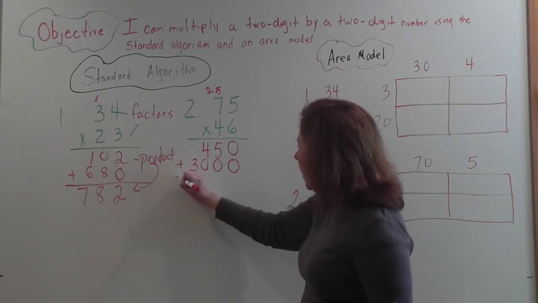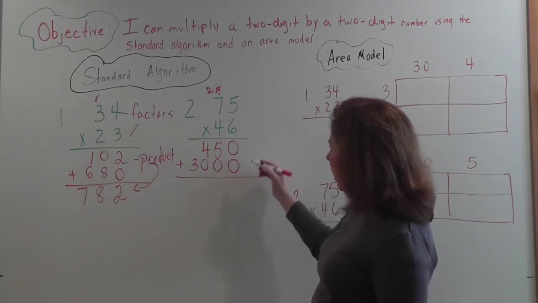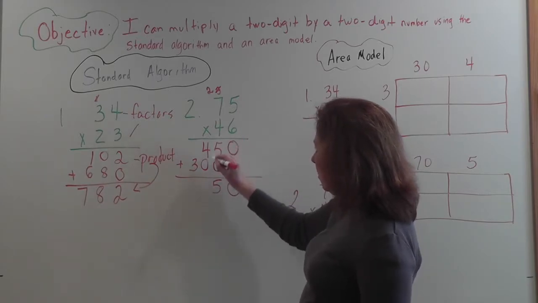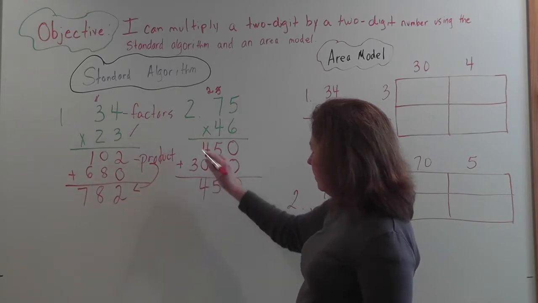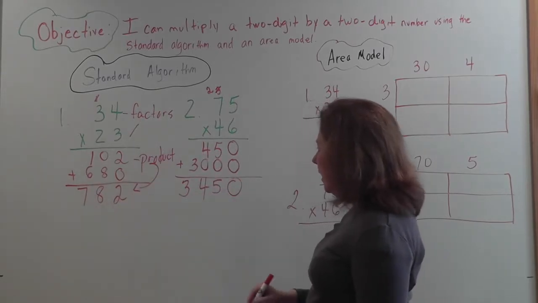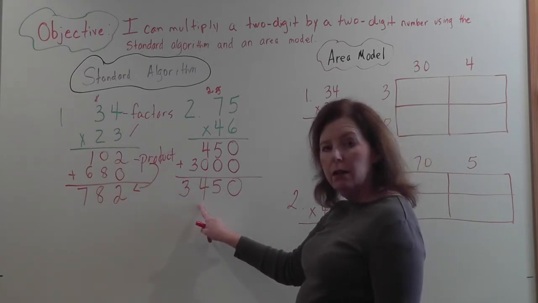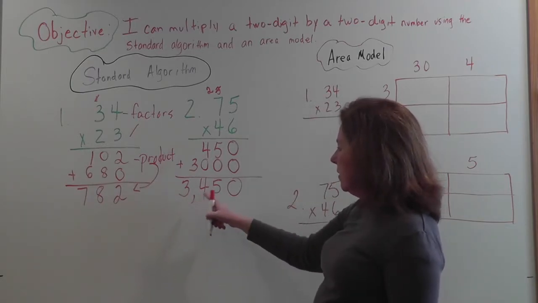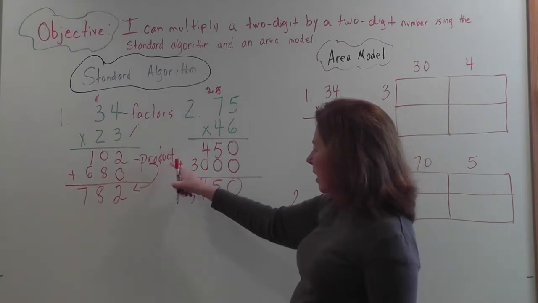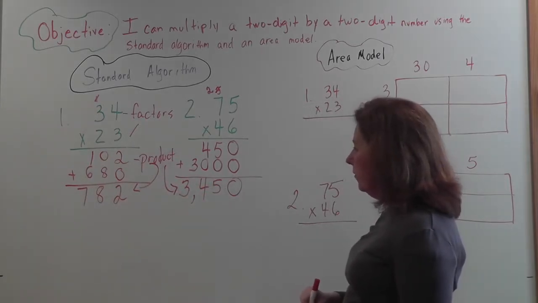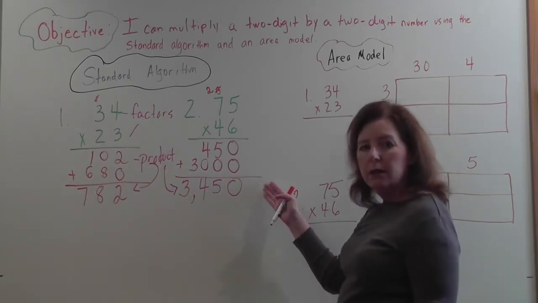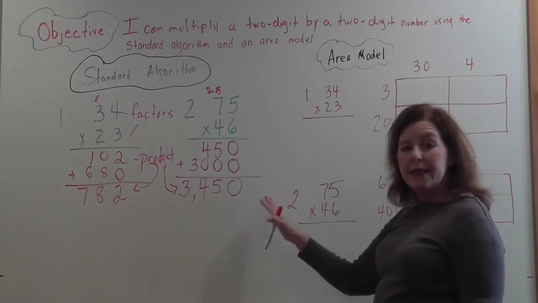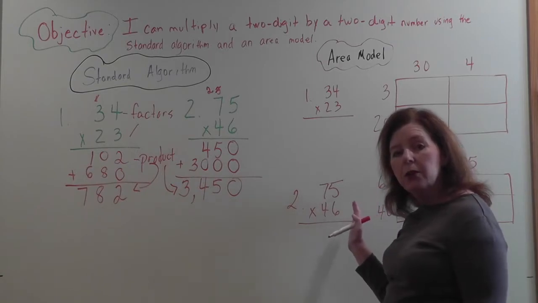And then I'm going to add the 2 together to find my product. 0 plus 0 is 0. 5 plus 0 is 5. 4 plus 0 is 4. And 0, nothing, plus 3 is 3. And every 3 digits, you put a comma. So I'm going to put a comma here, and that's 3,450. So my product is 3,450. The answer, the product, is 3,450. Okay? So that's the standard algorithm way. Now I'm going to show you the area model way.